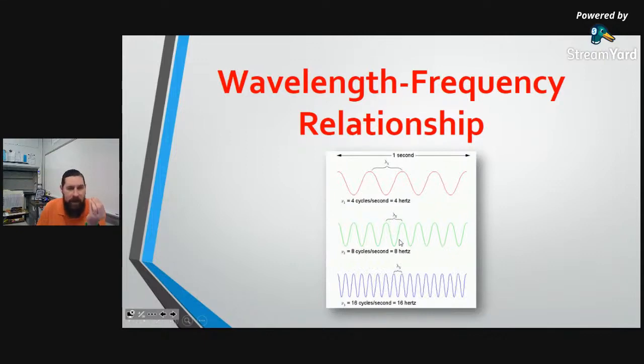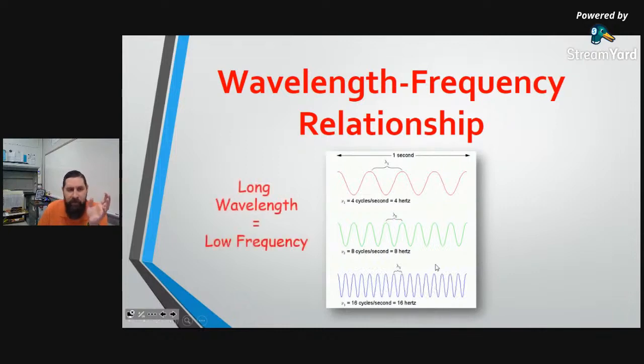Now when I go to the green wave, take a look. What I'm doing is I'm halving that distance. You'll notice that for every 1 of the red waves, I can fit 2 of the greens. So what we notice is that when I half the wavelength, I end up doubling that frequency, and that's extremely important. Furthermore, if we go from the green to the blue, you can see again, I half that wavelength and I end up doubling the frequency. I get 16 hertz within that 1 second, or 16 cycles.